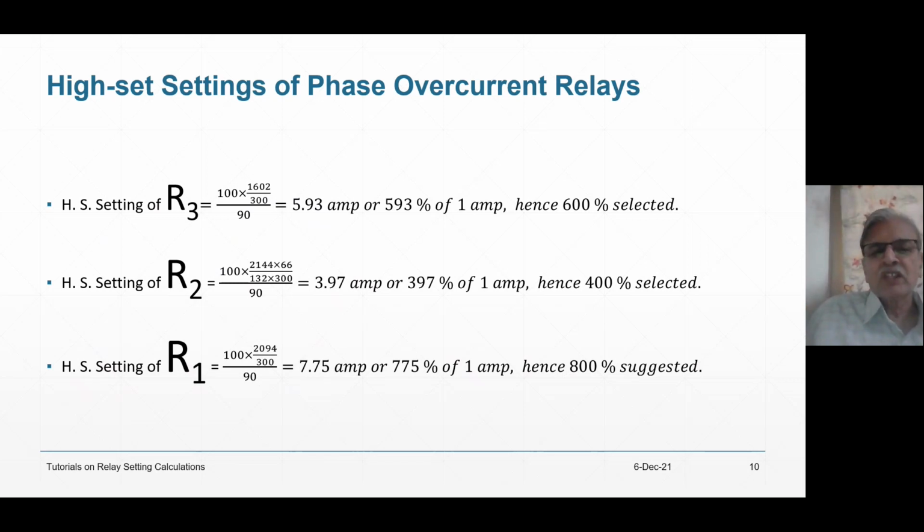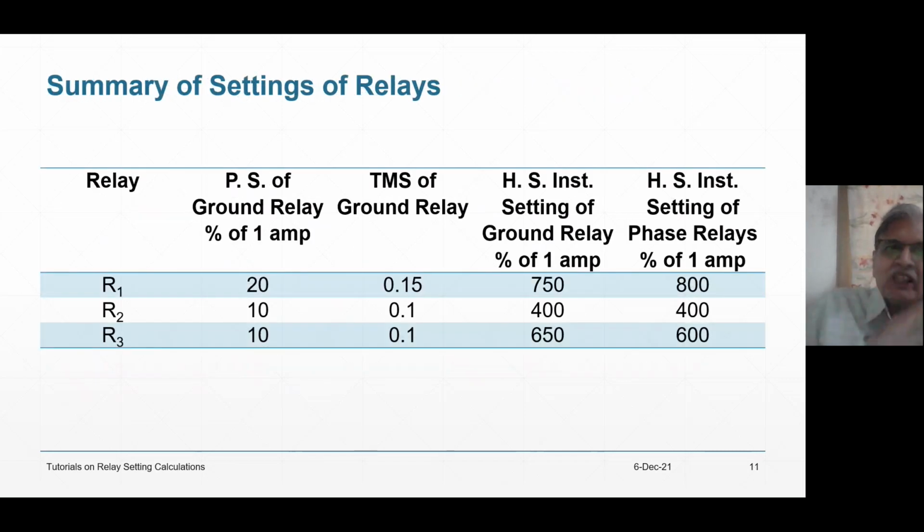Therefore, the 66 by 132 factor is coming because of the transformation ratio. So if you consider all this, my high set unit settings are 600% for R3, 400% for R2, and 800% for R1. So I have found out everything.